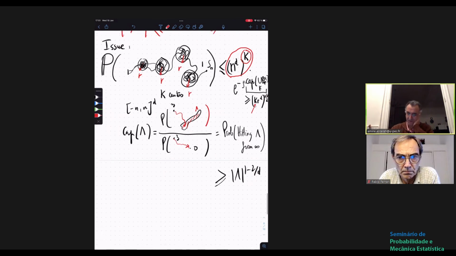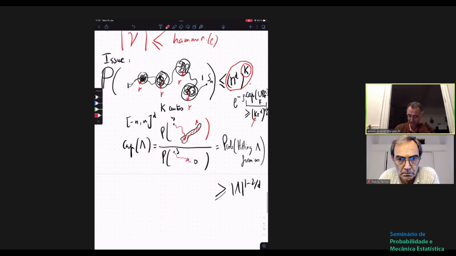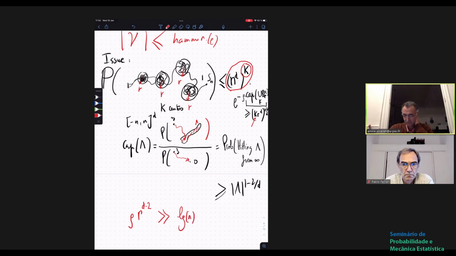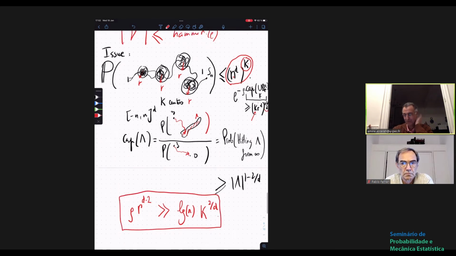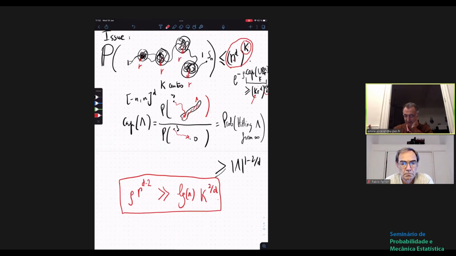And the whole trick: you see here, if I wanted to make the thing efficient, I would need rho times r to the d minus 2 to be larger than log n. The log n comes from this n here, times k to the power 2 over d. Here I have k, and here I have k to the 1 minus 2 over d. So the difference is that. And this inequality, I presented it two years ago in Buenos Aires. That was the best thing you could do at the time. But this is a bad thing.